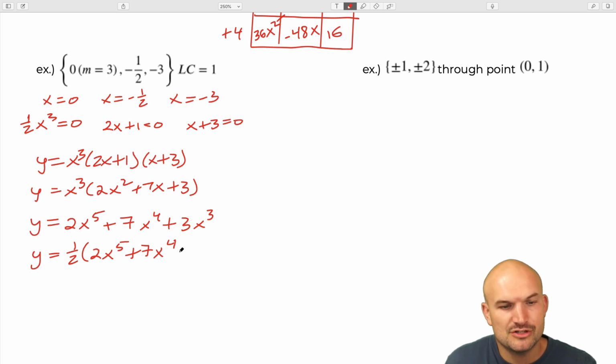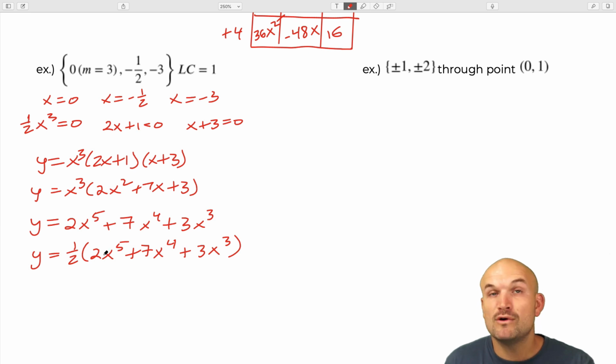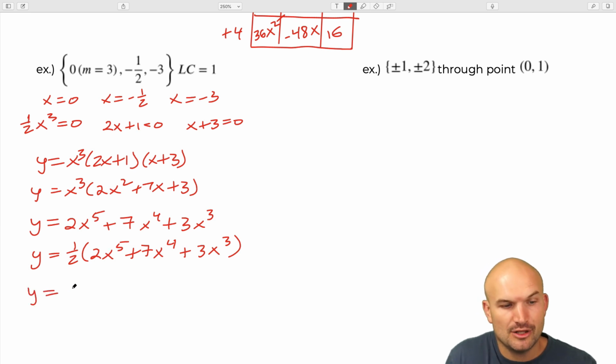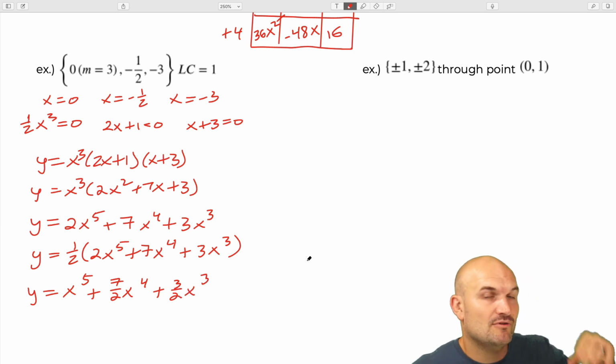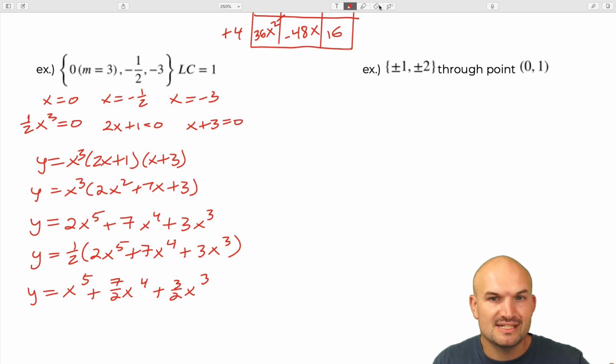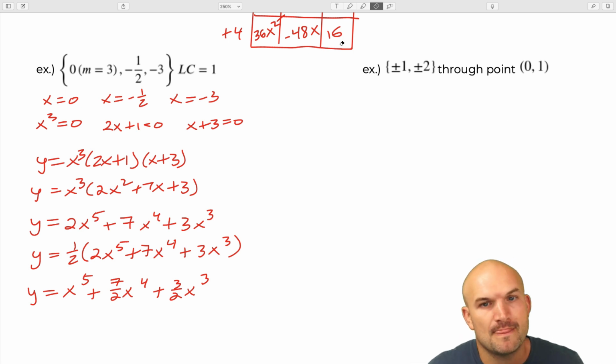Because that 1/2, when I distribute that, is now going to make that coefficient 1. So I have a final polynomial, which is x to the 5th plus a 7/2 x to the 4th plus a 3/2 x cubed. Okay, so again, remember you can multiply by a scalar because that is not going to change your zeros. All it's going to do is vertically stretch or compress the graph.